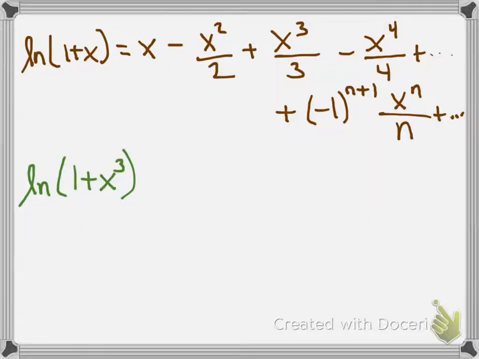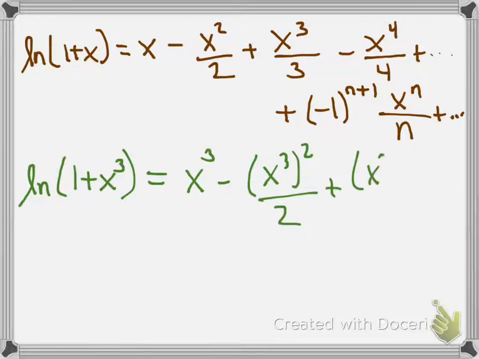So here, I've already pre-written the natural log of the quantity 1 plus x. And so to generate the series for the natural log of the quantity 1 plus x cubed, all we're doing is replacing x with x cubed. And so all we need to do is just that. Okay, so the x that I have here becomes x cubed. The next term becomes x cubed squared over 2, and then we're going to have x cubed over 3, minus x cubed to the fourth over 4, and then plus dot dot dot.